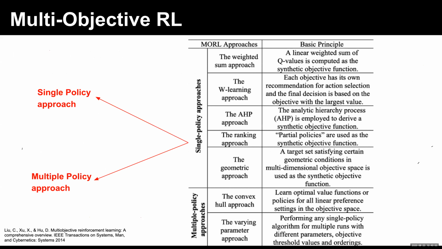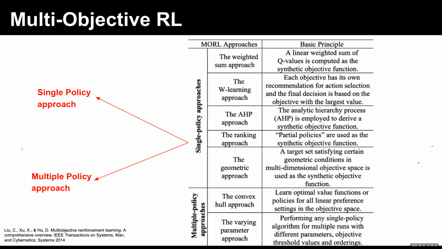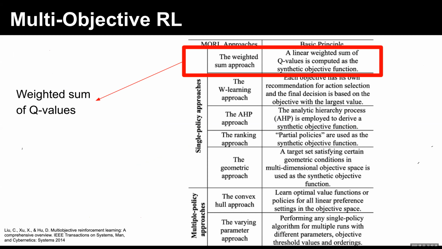There's a nice tutorial, a bit dated, about 5 years old, on multi-objective reinforcement learning in an IEEE Transactions paper. They divide the categorization into single policy approach and multi-policy approach. Again, as I mentioned before, we can view it as learning a single policy, or learning multiple policies which cover the Pareto front. In the single policy world, one of the easier things to do is to consider a weighted sum of Q values. We can have a linear weighted sum of Q values, which can be used as the synthetic objective function.